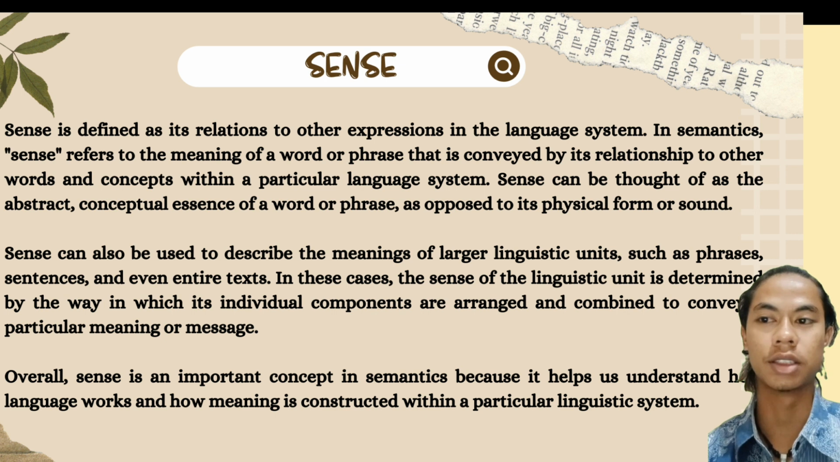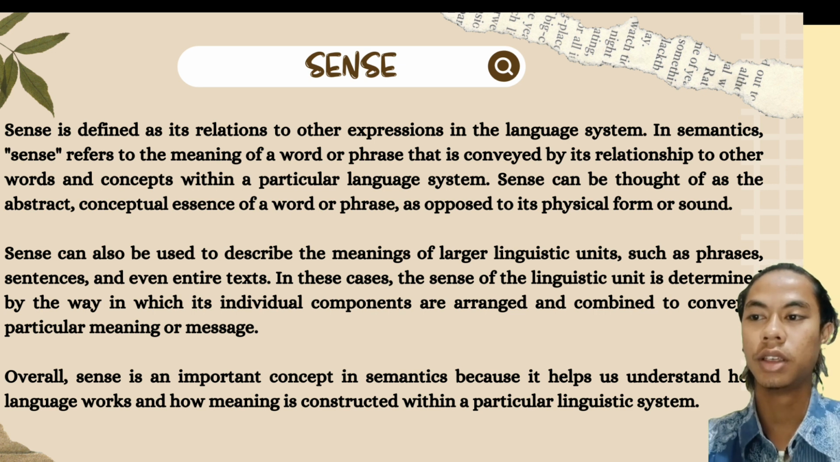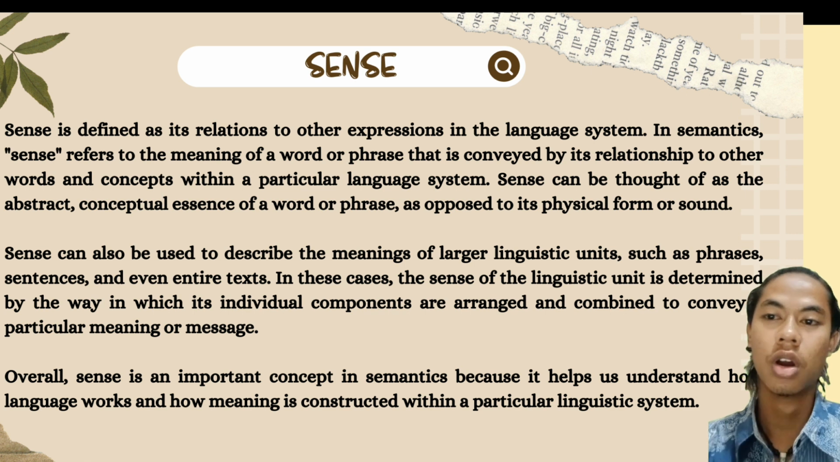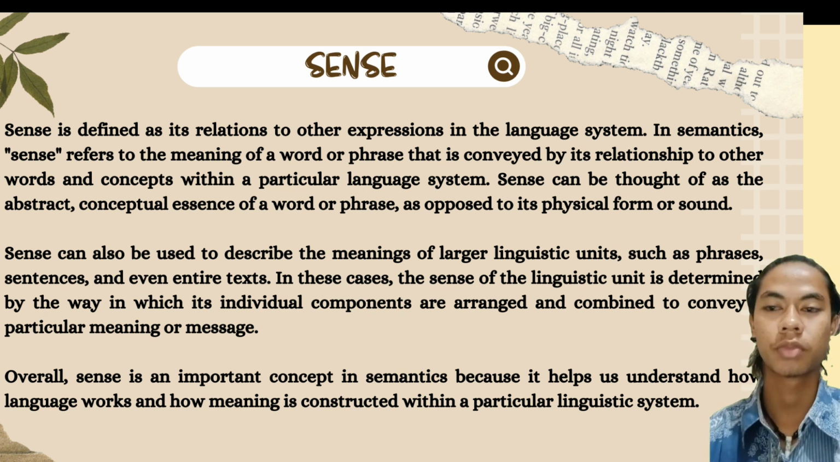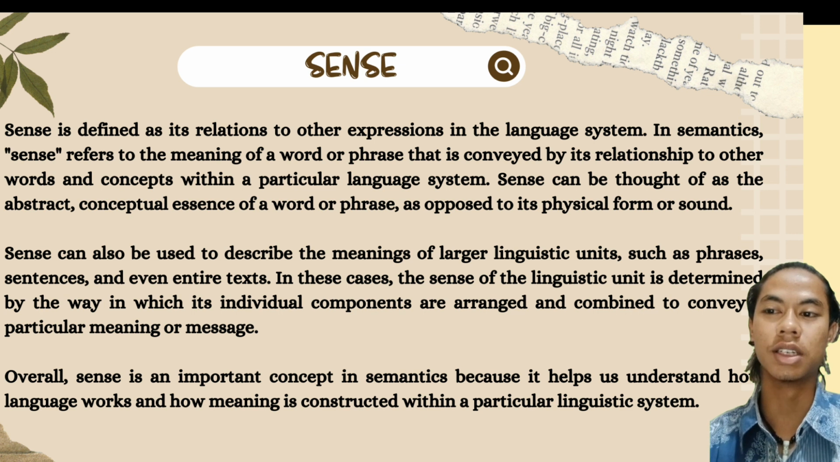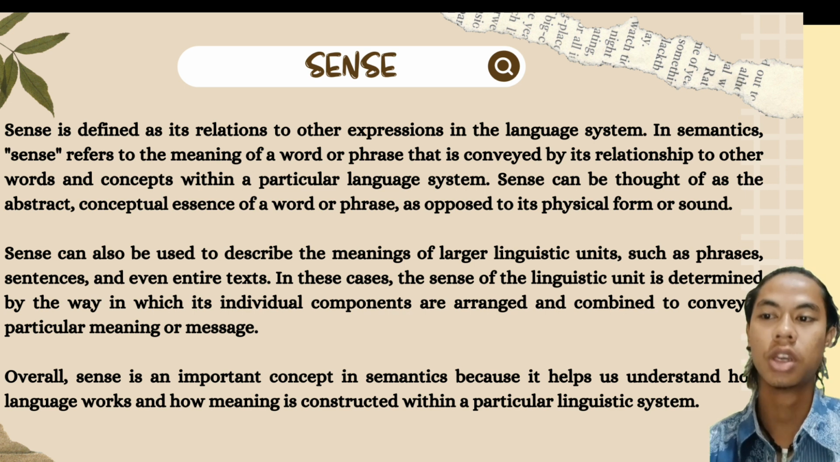Sense can also be used to describe the meanings of larger linguistic units such as phrases, sentences, and even entire texts. In this case, the sense of a linguistic unit is determined by the way in which its individual components are arranged or combined to convey a particular meaning or message. Overall, sense is an important concept in semantics because it helps us understand how language works and how meaning is constructed within a particular linguistic system.